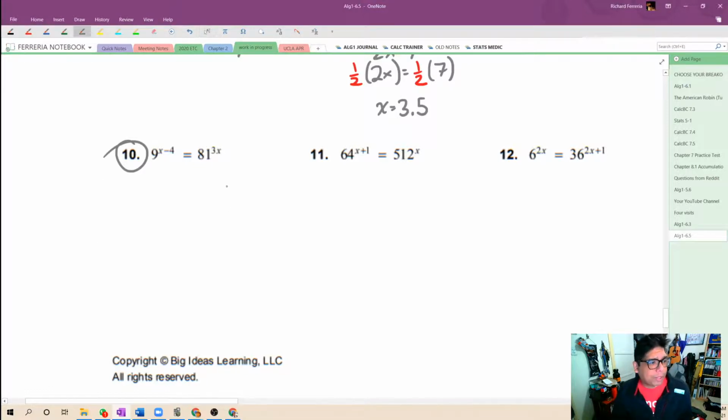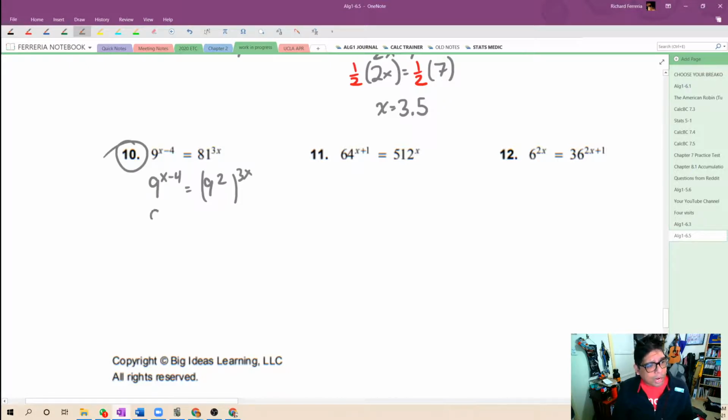My first preference is to keep everything to the same base, which is the smaller one usually. So we've got 9 to the x minus 4. Is this equal to 9 to some power to the 3x? Because I need to get this to be 81. So 9 to what power is 81? And thankfully I don't have to actually guess and check. I know 9 times 9 is 81. So this is the same thing as 9 squared to the 3x power.